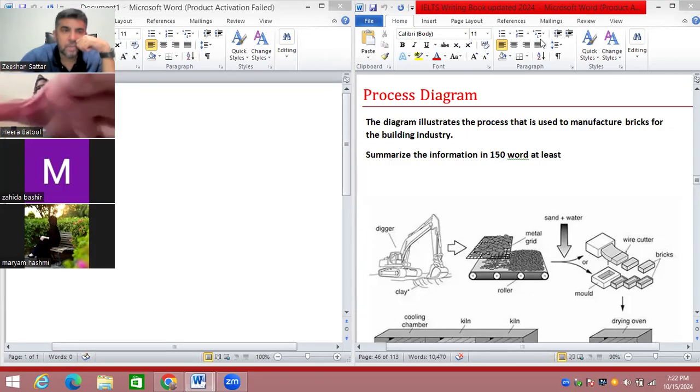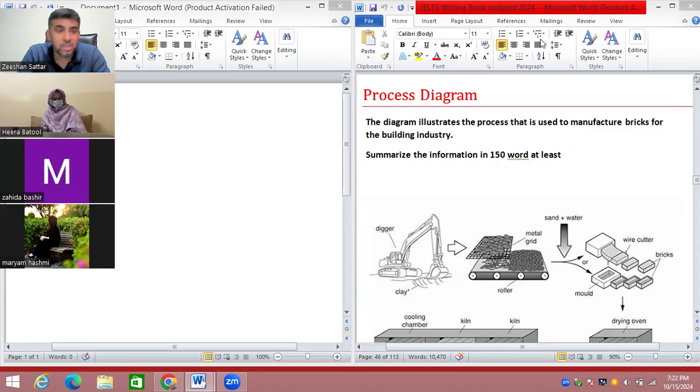Bismillahirrahmanirrahim. It is the process diagram question of the IELTS writing task 1, summary exams, the first question of the process diagram. Whenever we need to work on a process diagram, obviously we have to read the question first. So what is the question?